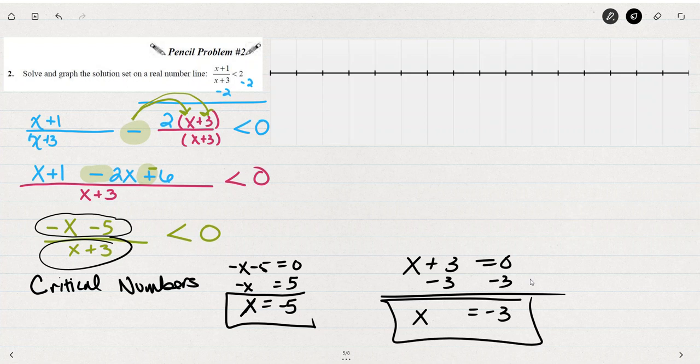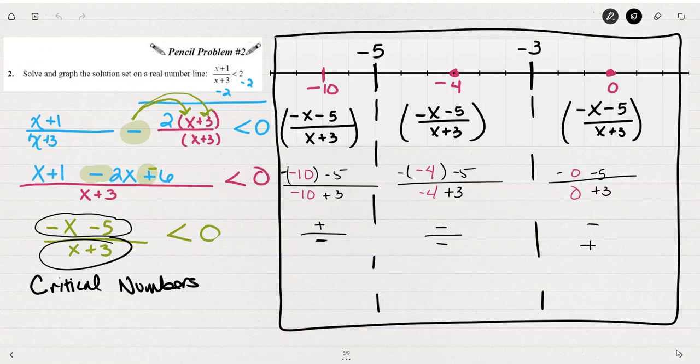We're going to proceed in the same way we proceeded with a polynomial inequality by graphing each of these on the number line and finding test values in the intervals. So let's look at what that number line would look like. We would put our two critical numbers, the negative 5 and the negative 3, on the number line.